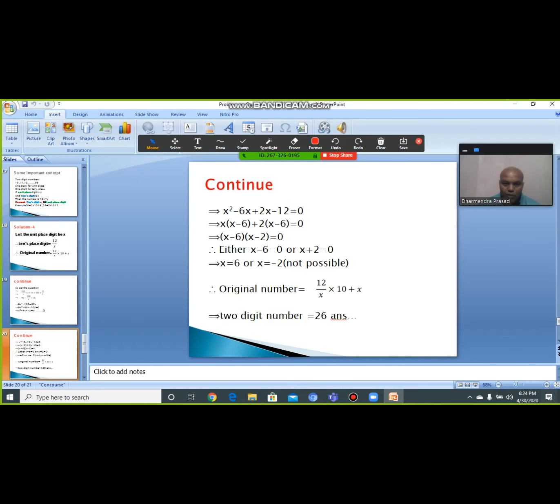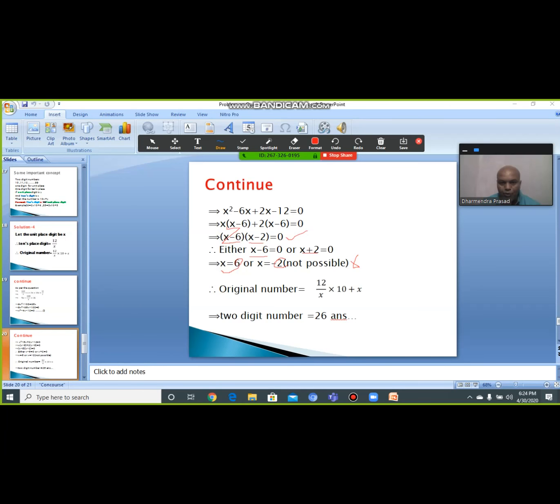For solving, we can use either factorization or the formula; any method works. Once you solve this, you get x minus 6 and x plus 2 equal to 0. So either x minus 6 is 0 or x plus 2 is 0. If x minus 6 is 0, then x is equal to 6. If x plus 2 is 0, then x is equal to minus 2. As minus 2 cannot be the digit of a number, we neglect this part. It is not possible.